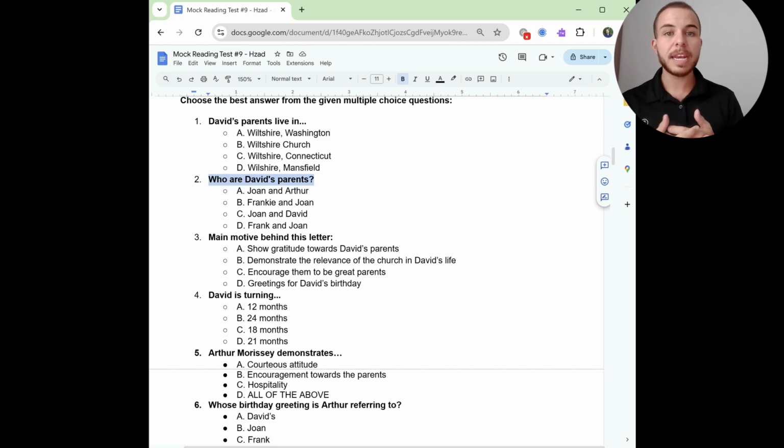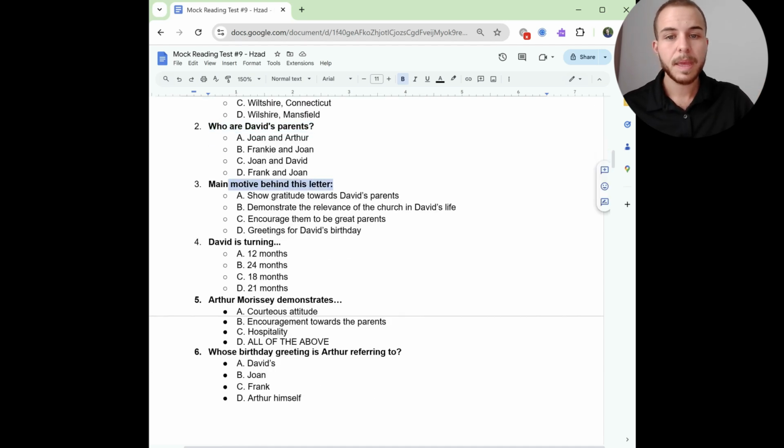Second question, who are David's parents? So we're looking for connections, words that say your parents or your friend's parents or whoever the name is. The main motive behind the letter? Motive means reason. So what is the reason for this letter? How old is David? We could assume he is young, but how young?